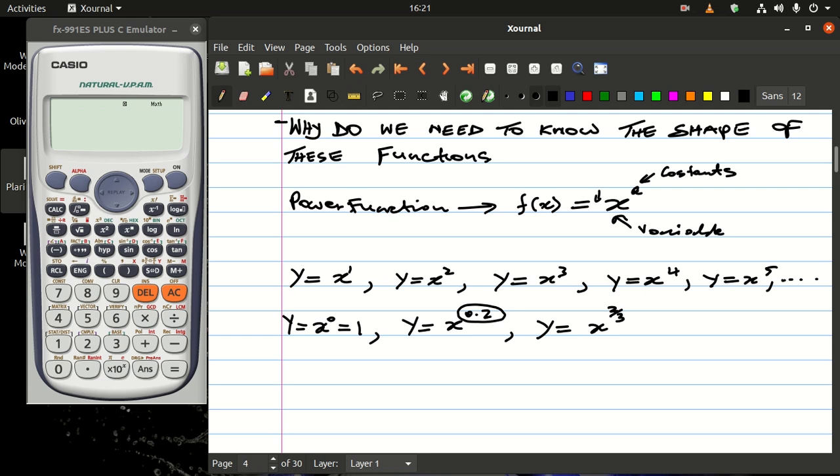3 over 2 is a real number. If 2 over 3 is also a real number, which means it is a constant, and we have x as a base, we have nothing there. So this is a power function.